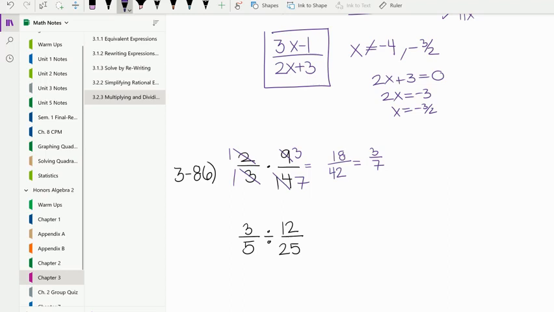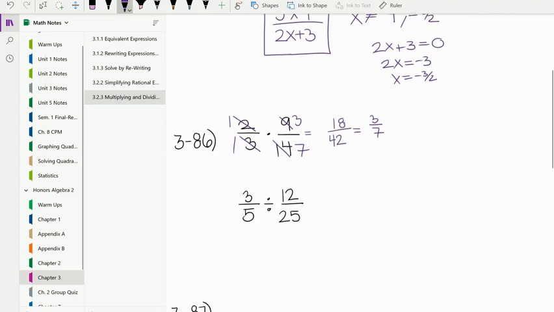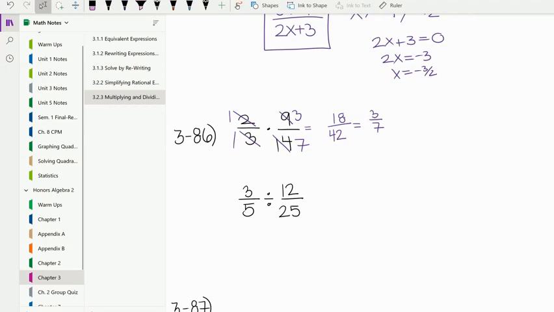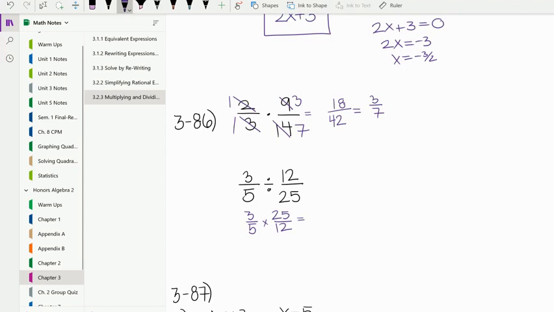It's 3/7. So it makes life a little bit easier. So looking at the next one, we have 3/5 divided by 12 over 25. So you can really think of this as 3/5 times 25 over 12. So remember, when we are dividing, we're really multiplying by the reciprocal, and we're going to use that same technique with rational expressions. And then when we multiply, we can multiply straight across.